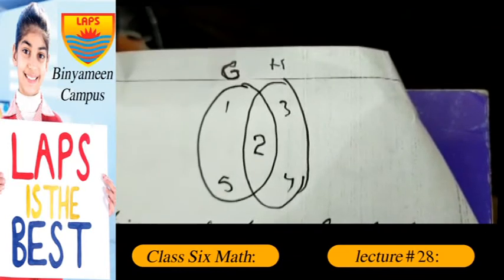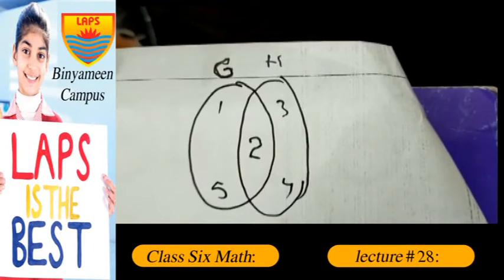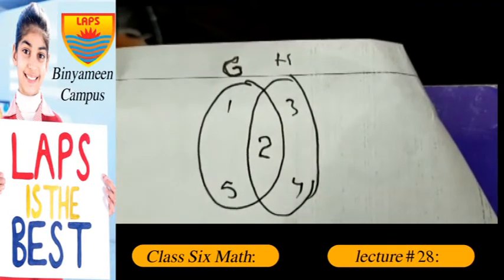Overlapping set. Two is a common element.